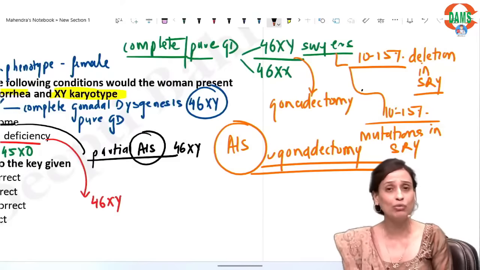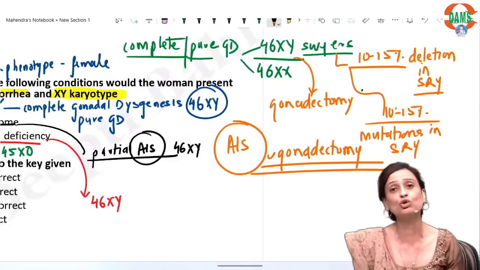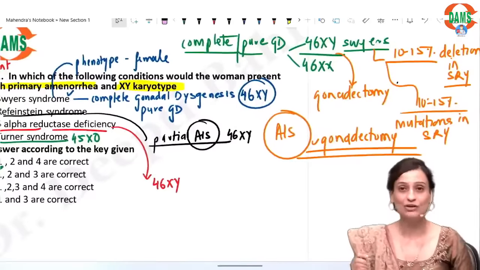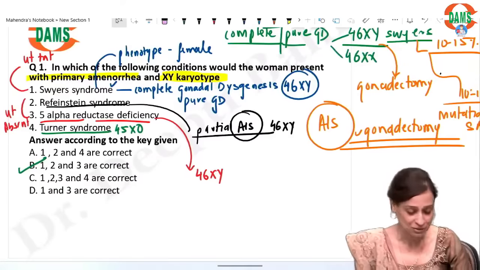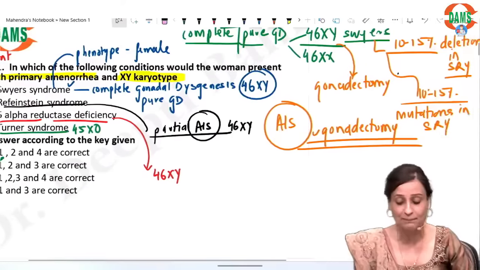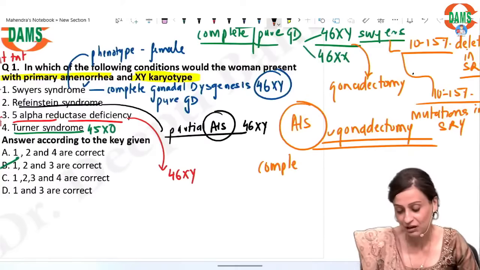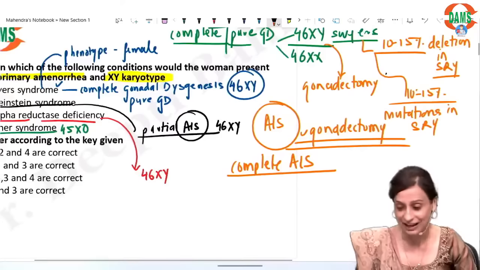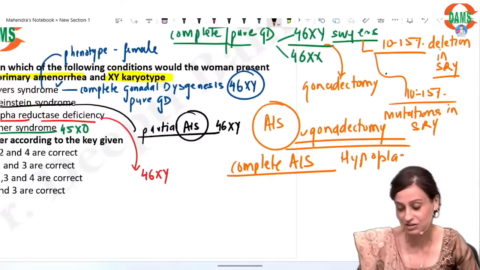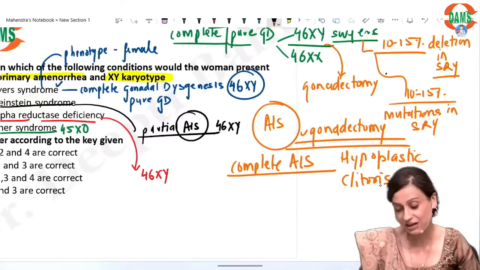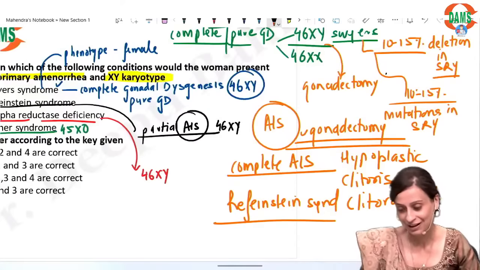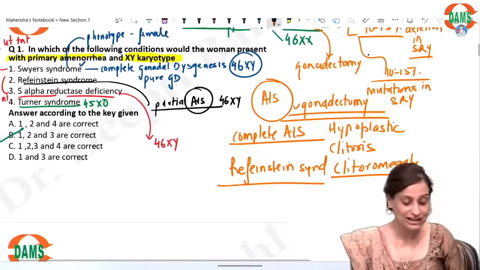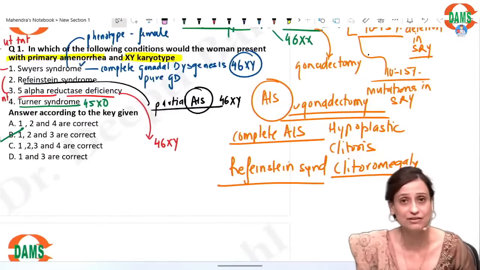So these are all important previous year questions in INICET. You should know about them. How do you differentiate? Two points about partial AIS. You should know that it is called Reifenstein syndrome. But how do you differentiate Reifenstein from complete AIS? So please remember, if it is complete AIS, they have a hypoplastic clitoris. Whereas if it is Reifenstein syndrome, which is partial AIS, they have clitoromegaly. Remember, clitoromegaly can also be seen in 5-alpha reductase deficiency at puberty.